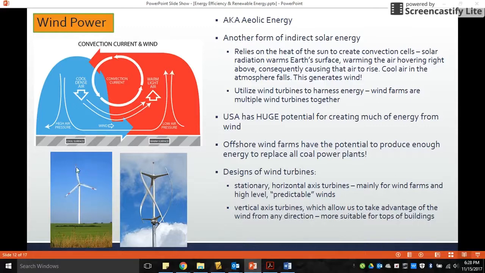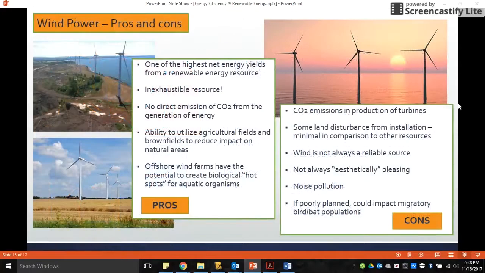And then we do have two different types of wind turbines. The first is this nice stationary turbine over here that you may have seen more often than not. These are for predictable wind currents. And then we have our vertical axis turbines over here, which can basically take a wind from any direction, and they are more suitable for on top of buildings or homes. And these are more suitable for our wind farms.